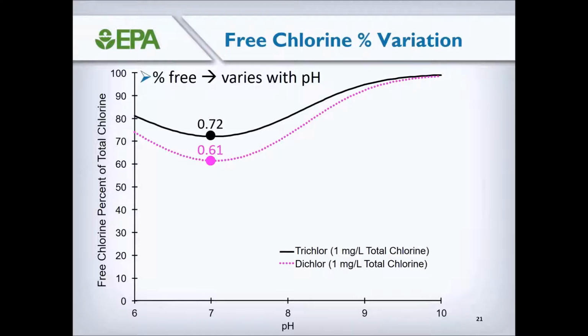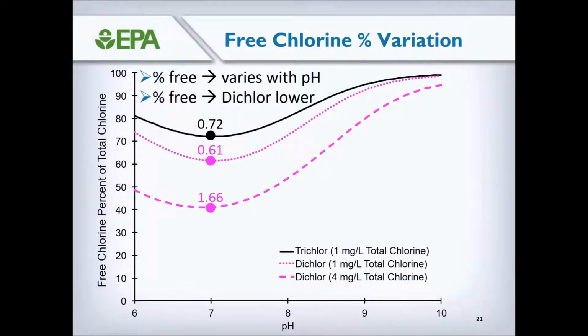A dichlor produces a lower percent free chlorine than trichlor because you're effectively adding more total cyanurate for the same amount of total chlorine, leading to more of the chlorine tied up in the chlorinated cyanurates. So the second take-home message is that percent free chlorine is going to be lower with dichlor compared to trichlor for equivalent chlorine solution.